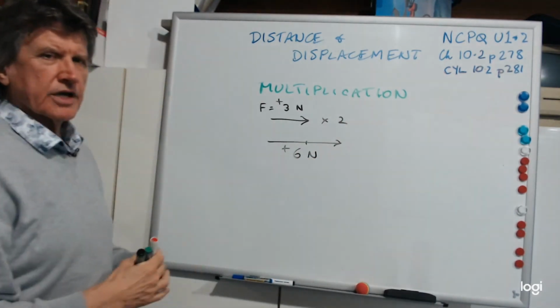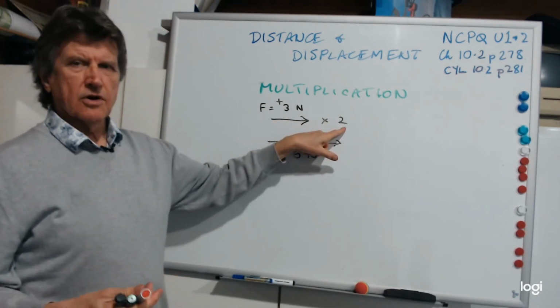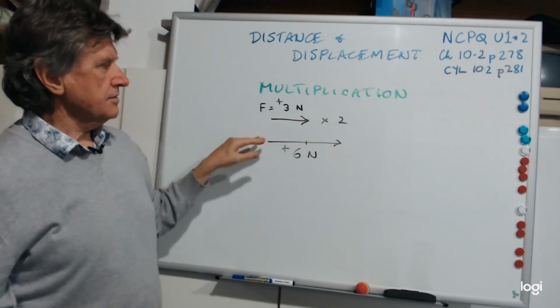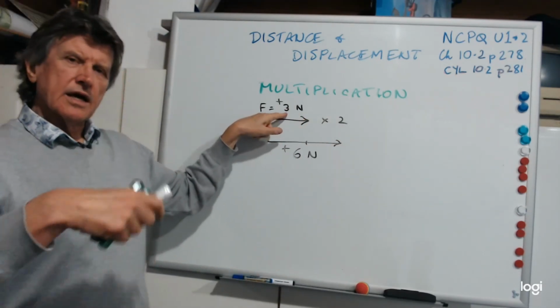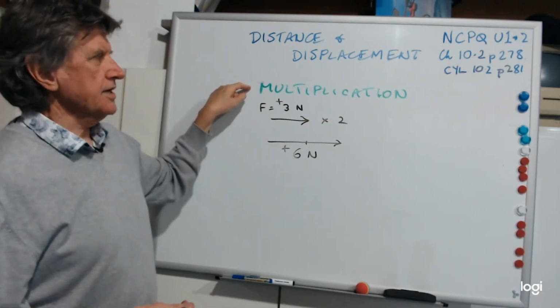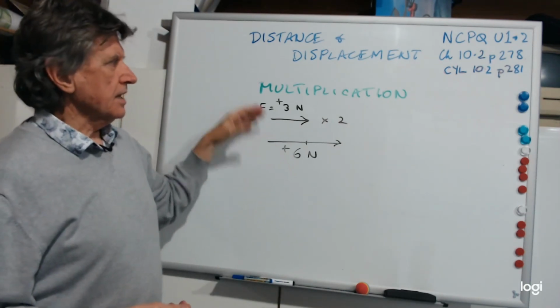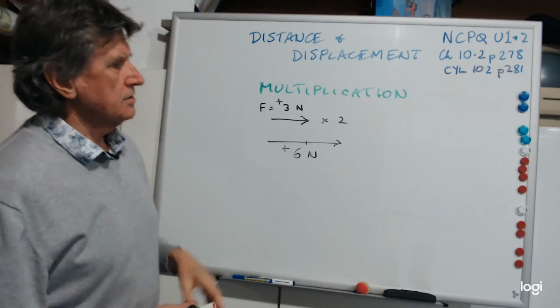Nothing tricky in that. So you can multiply a vector by a scalar, by just that numeral, and you just multiply the length of the arrow, or in the case of the numeral, 3 twos are 6, and that's it. So multiplication is pretty simple. Division would be the same sort of idea. You don't need much of this in the senior physics, so that's about it.